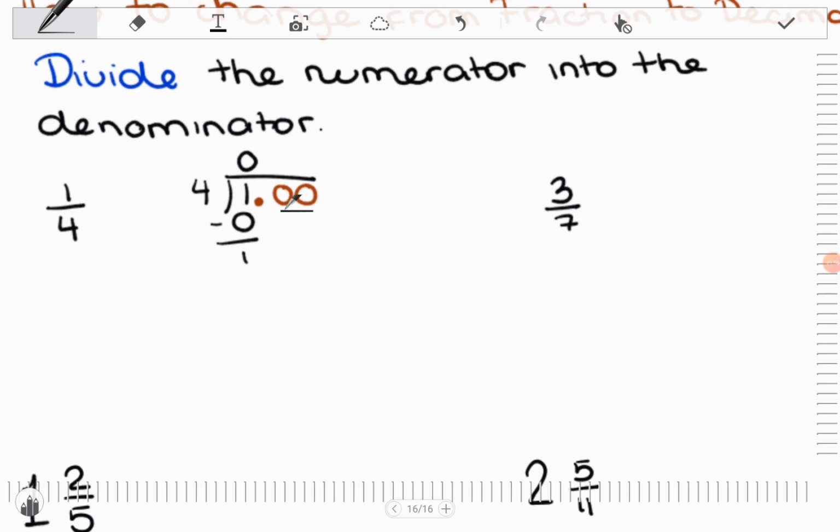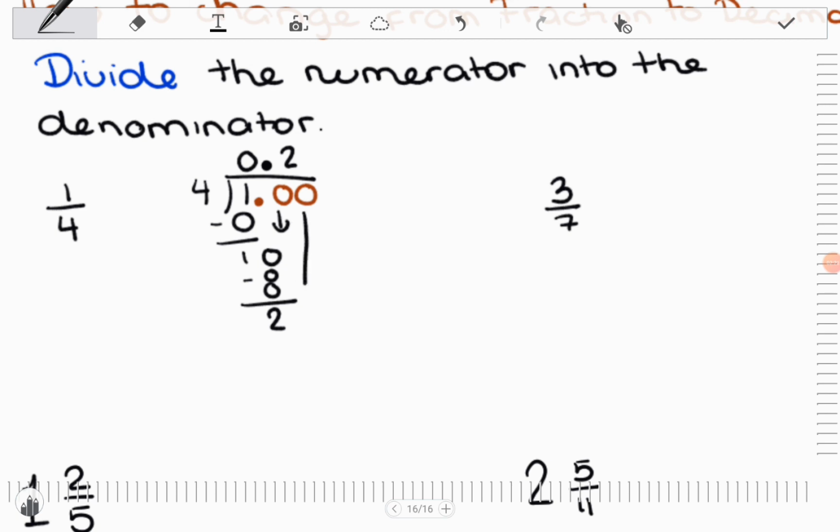Now, I'm going to bring the 0 down, but before bringing the 0 down, I have a point here, so I'm going to put that point on top. And then I can bring the 0 down. So this is going to be a 10. How many times does the 4 fit in the 10? 4 times 2 is 8, right? And it's the closest one to 10. So it's going to work. Now we subtract. This is going to be a 2.